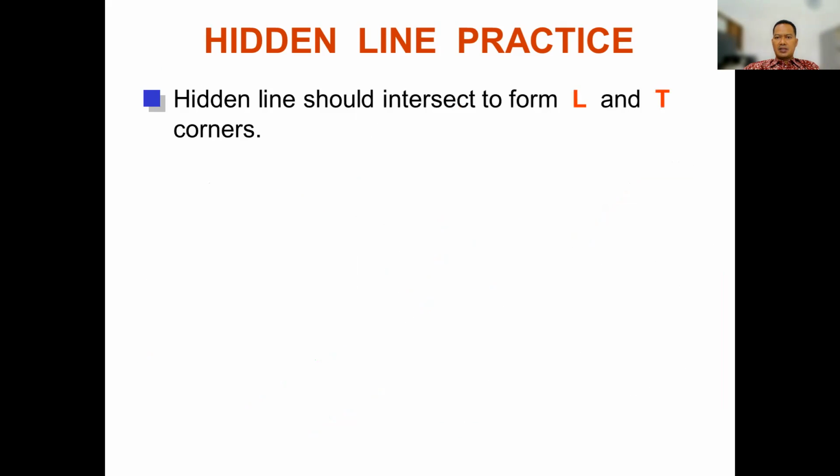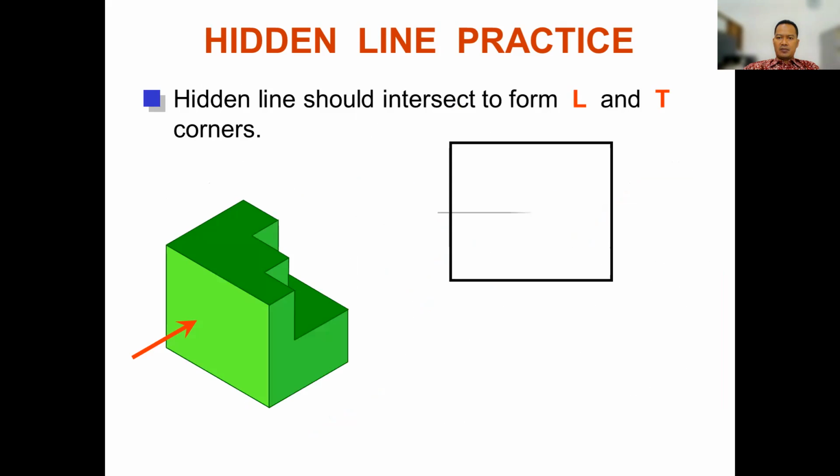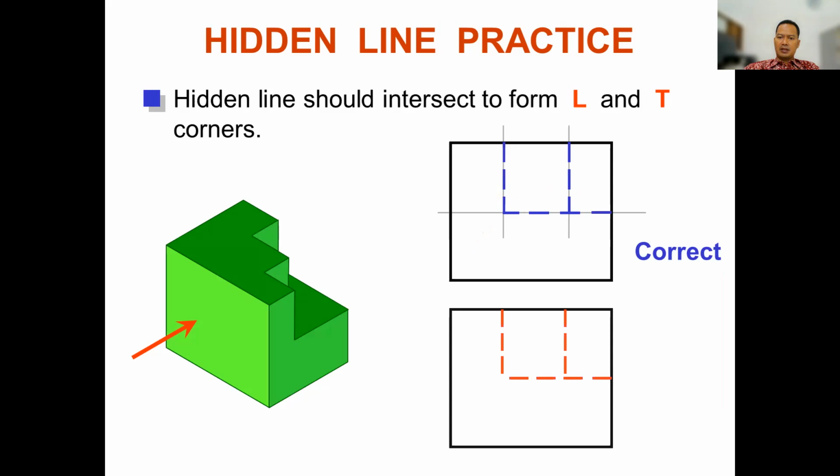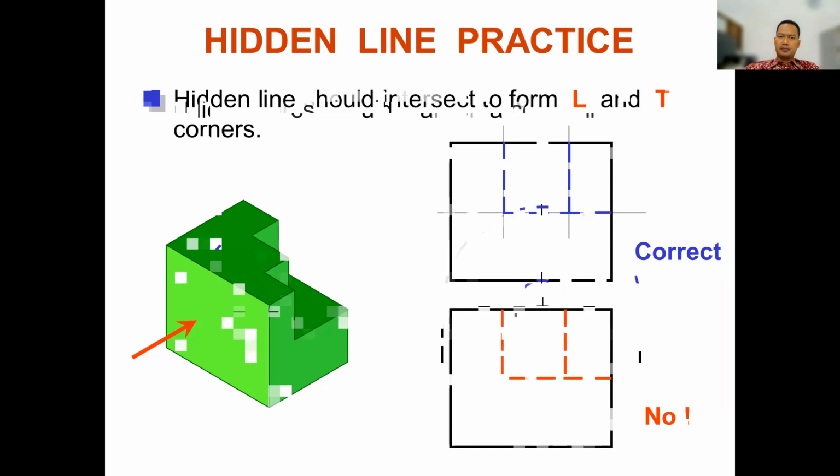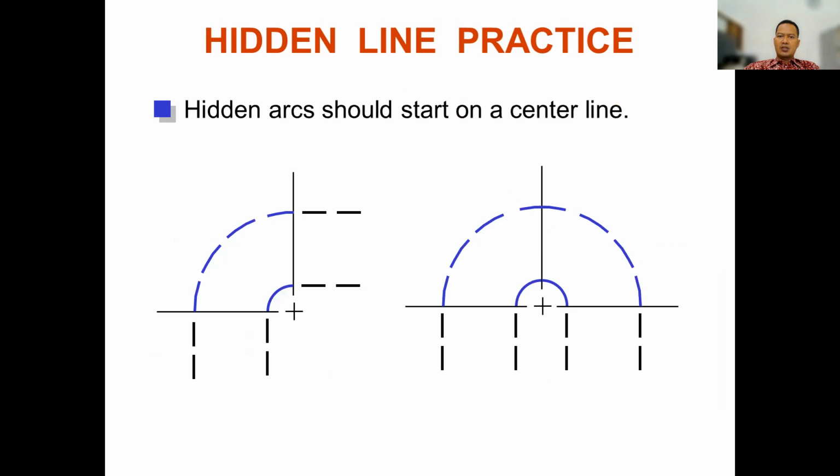Hidden lines should intersect to form L and T corners. For example, we have a hidden line like this, so it should be connected. That's correct, but when you make a space it is not correct. Hidden arcs should start on a center line. For example, here, start from the center line.